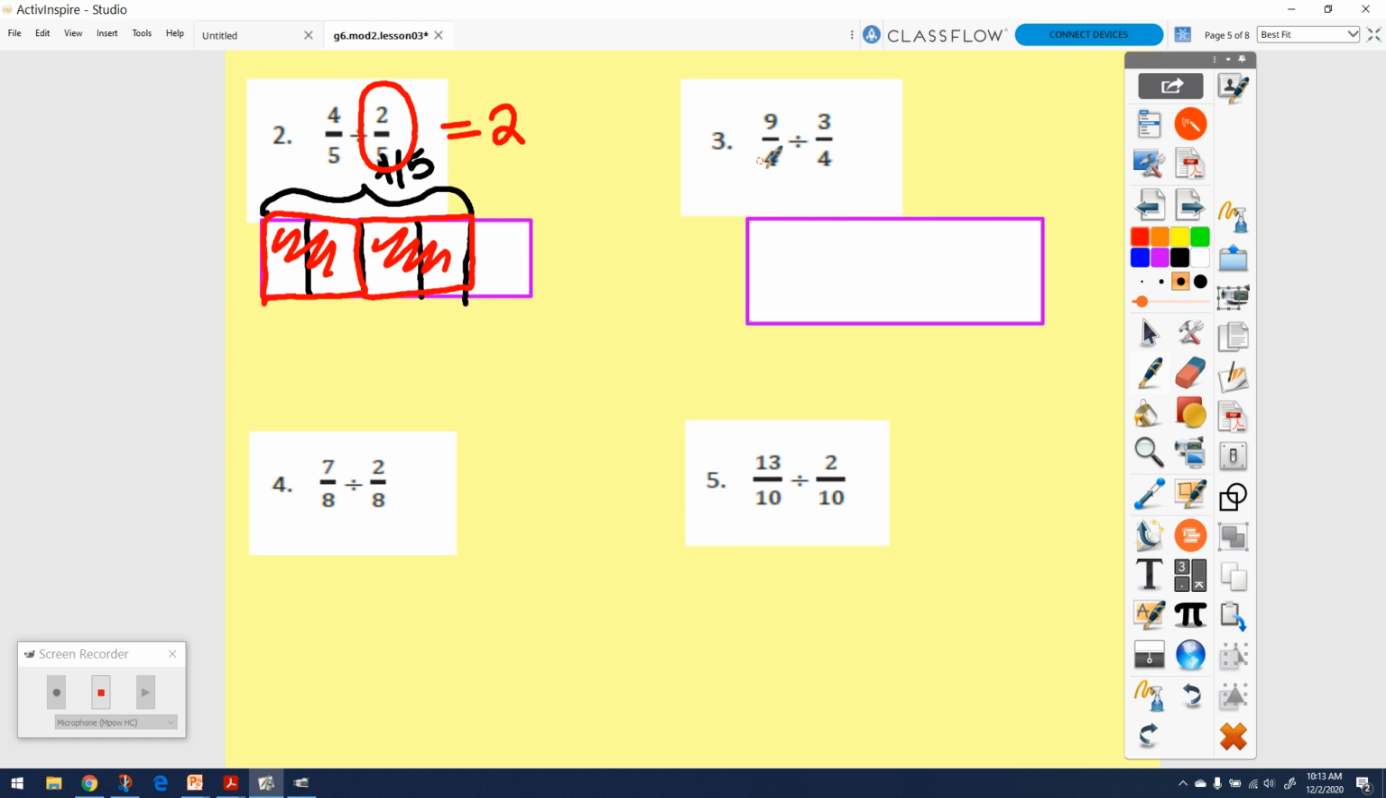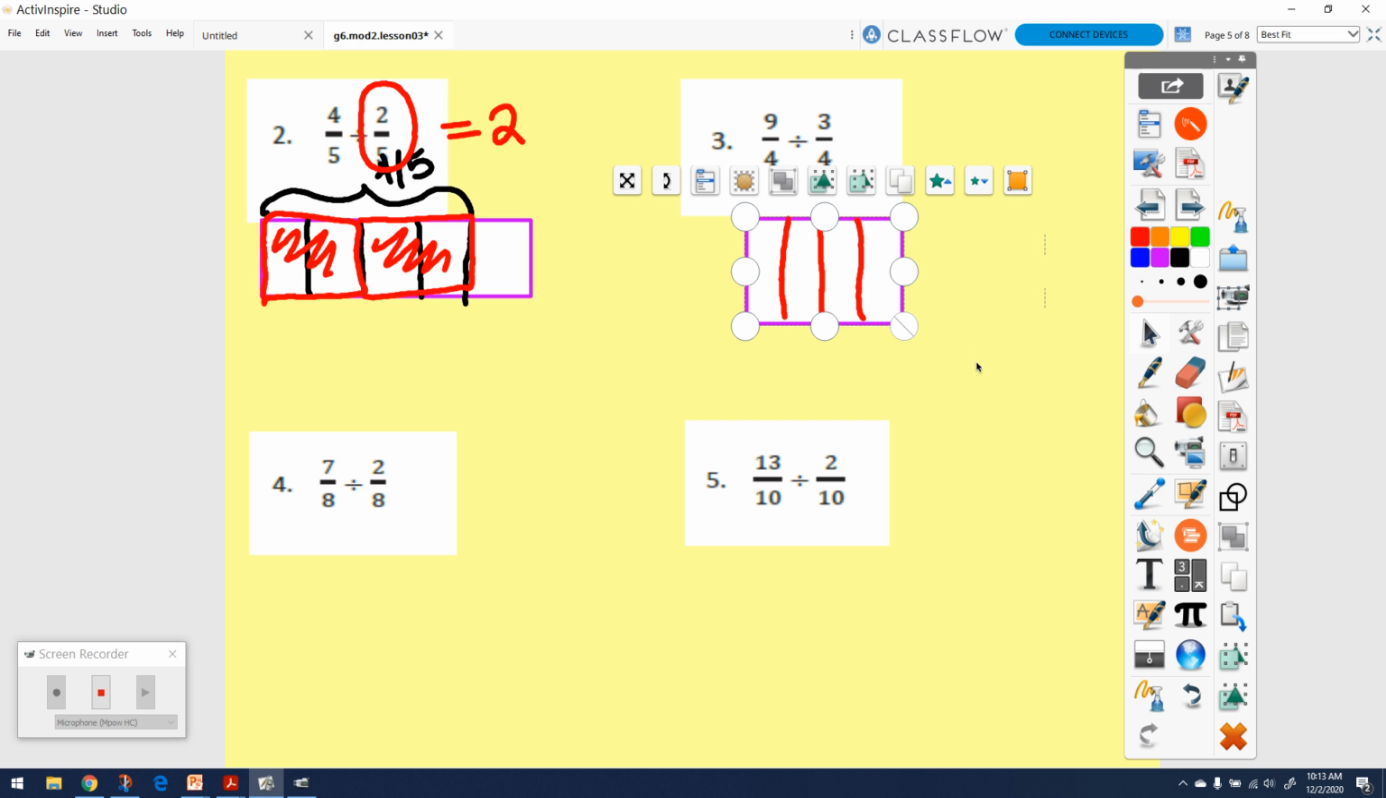Bottom number, my denominator is 4. Okay, my denominator is 4. 1, 2, 3. And let's take a look at this. It says that I have how many fourths? Well, I have 9 of them, but I only have 4 boxes. So what do you think I have to do in order to get 9 of these? Yeah, I'm going to have to take that exact same shape and make it again, because I have 9 of this size.